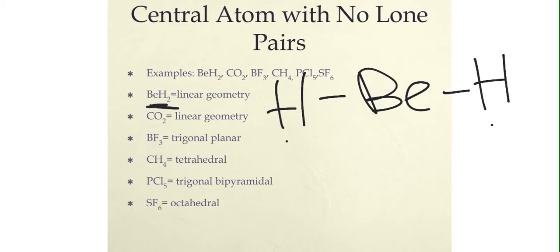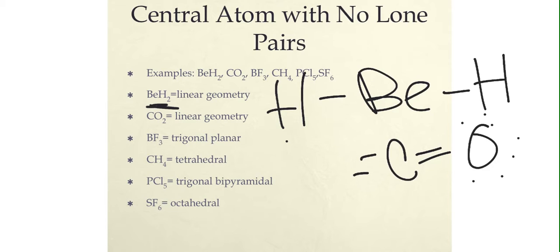The second one that also follows linear geometry is CO2. Again, C is in the middle. Remember, double bonds do not matter. Oops, I have an extra dot in there. There we go. And then over here I have my O. Again, I have an extra dot from the hydrogen that I drew earlier. All right, so that is the Lewis structure for carbon dioxide.